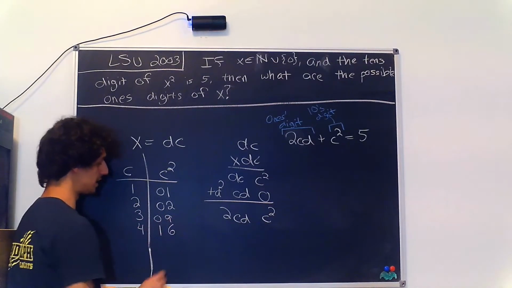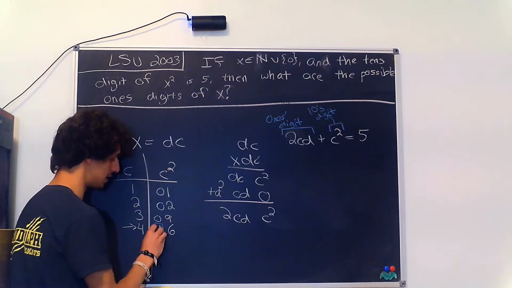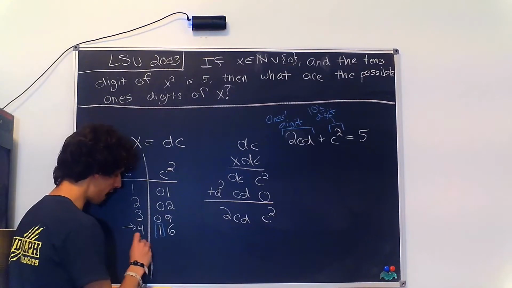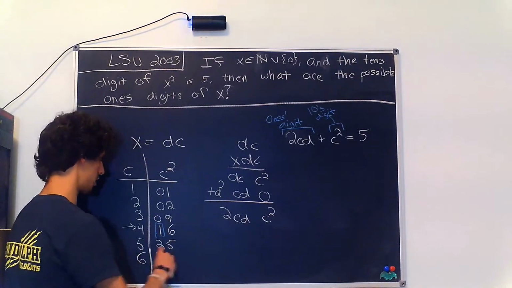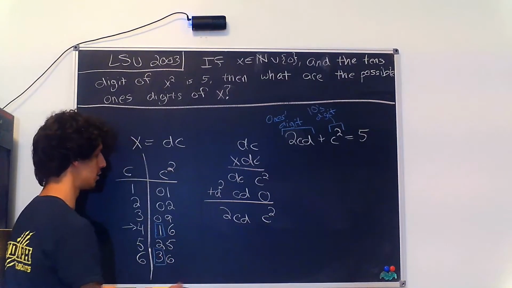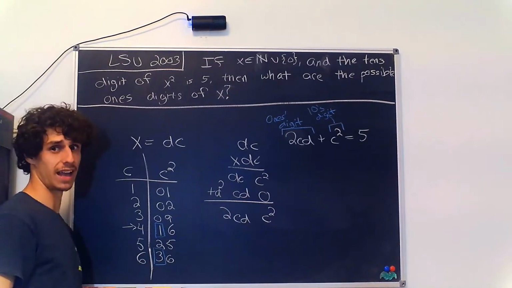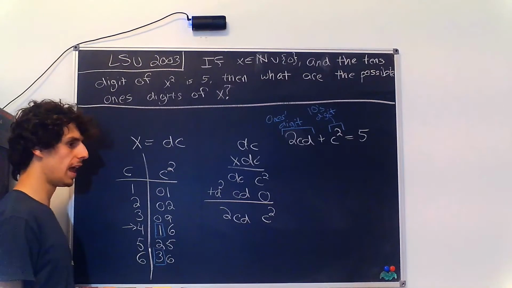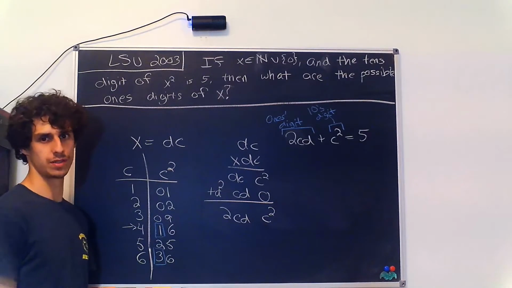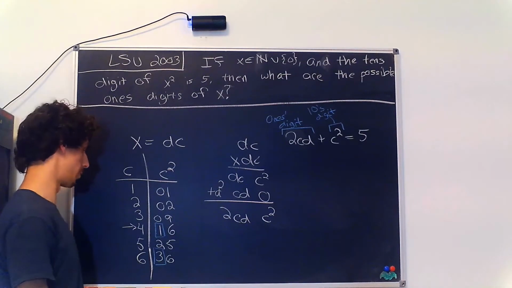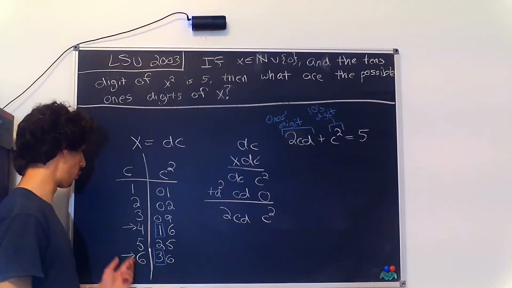4 is 16, so C could be equal to 4 because we have an odd number in this tens digit here. 5 is 25, so that doesn't work. 6 is 36, so 6 could also work because we have a 3 in the tens digit here. And we've run out of room down here, but 7 and 8 also don't work because we have 49 for 7 squared and 4 is not an odd number. And 64 also doesn't work because 6 is not an odd number. And likewise, 9 also doesn't work because 81 is not an odd number. So these are our only two possibilities for this number C. That is 4 and 6.